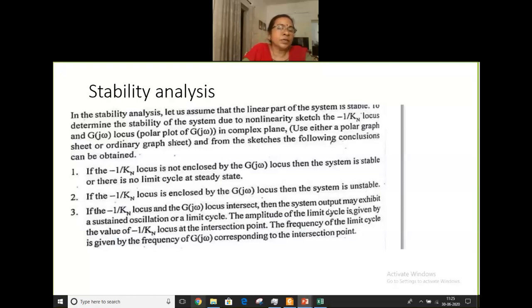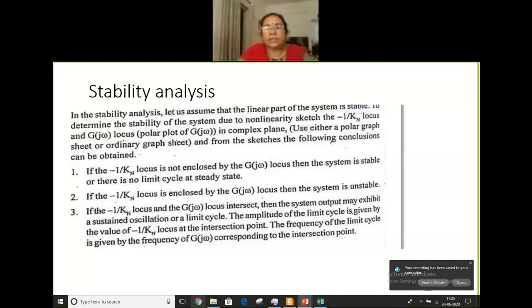Okay. If the minus 1 by Kn locus and the Gj omega locus intersect, then the system output may exhibit a sustained oscillation or a limit cycle. The amplitude of the limit cycle is given by the value of minus 1 by Kn locus at the intersection point. The frequency of the limit cycle is given by the frequency of Gj omega corresponding to the intersection points.